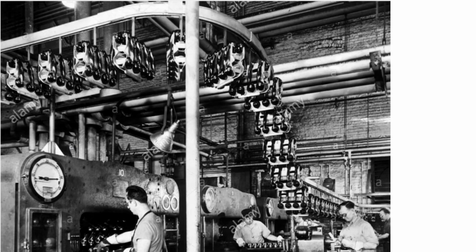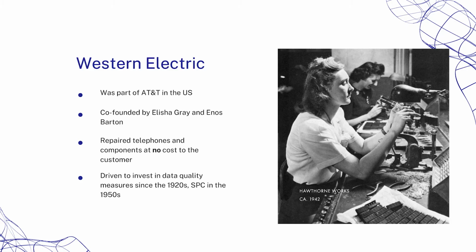So the story really starts here. This is a photo from the 1940s of the Western Electric production line. This company was part of AT&T in the US. It was founded reasonably early, late 1800s, by Elisha Gray and Enos Barton, and they had a very unique business model. They sold a whole bunch of telecommunications devices, but they repaired the telephones and components that they sold onto various distributors at absolutely no cost to the customer. So irrespective of what broke, they never charged the customer for the repair.